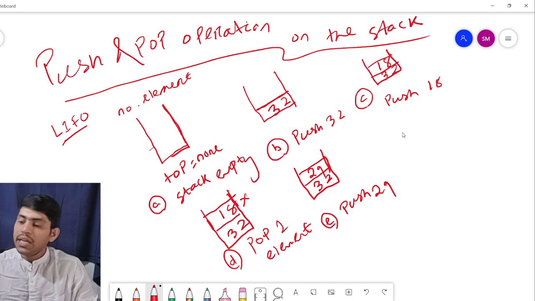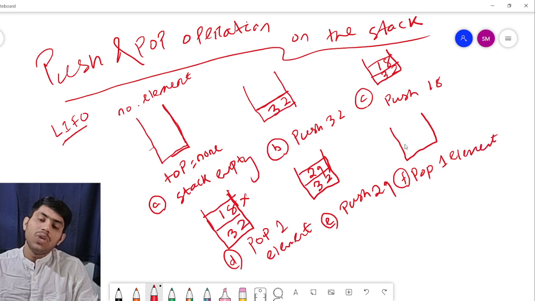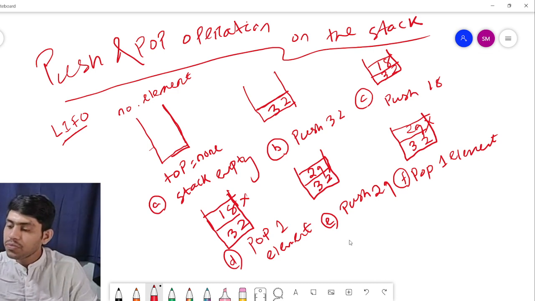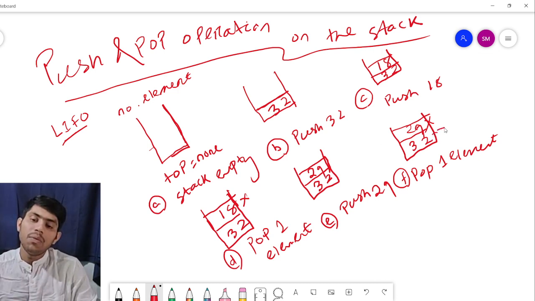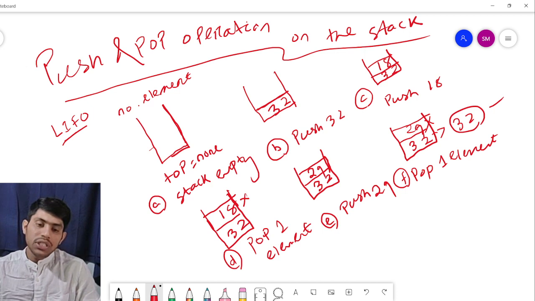Then again we pop one element. Where will it be popped? The last in, first out sequence. So who is last? 29. 29 will be popped out. Then only 32 is left now. Yes or no? So in the stack top now, who is left? Only 32. I think everyone is clear how the push and pop operations can be done using the stack. Then we'll see the other stack terms.